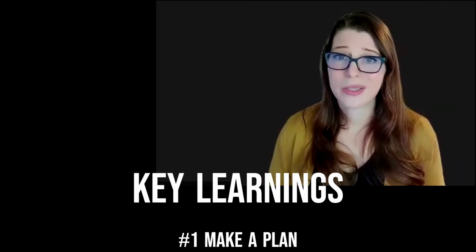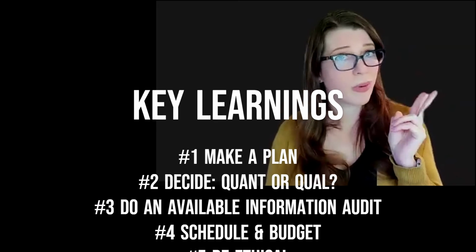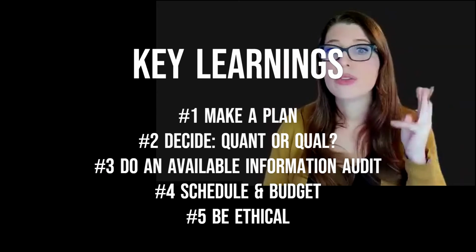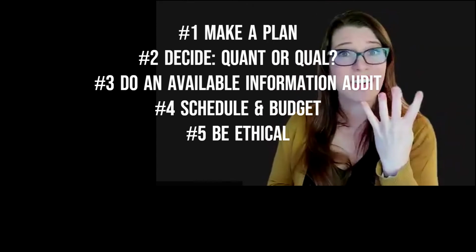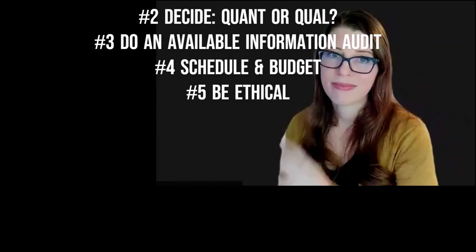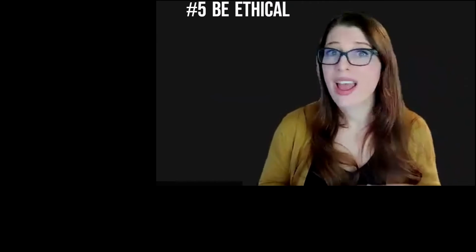So those were our 5 key learnings. Create a research and analysis plan. Decide if you need quantitative, qualitative, or both types of data. Do an available information audit. Set your schedule and budget. Integrate ethics into your approach. And now for our example showing how you can use these learnings in your career.